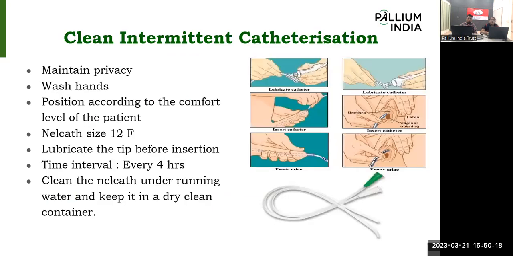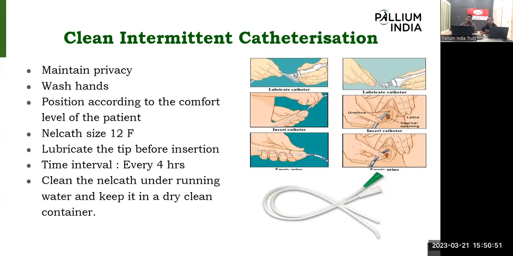Now we move on to clean intermittent catheterization. This is the second type of catheterization. We use a 12 French NELCAT for the patient. Usually we use it for paraplegic patients. Paraplegic patients have spinal cord injuries, and at that time the patient has incontinence of urine. We usually put a Foley's catheter for the same.